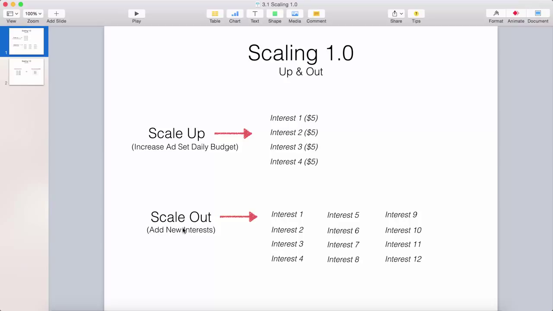Scaling out means that you add new interests into your scaling process. So still remember when you are doing targeting that you note down the list of interests. This is where the list becomes handy. Besides these 4 interests that you are running, you will add other interests. Let's say this is interest 5, 6, 7 and so on. And then you test whether these interests will perform well. If yes, then you scale up these interests using the same method of scaling up. And if not, you kill it and then you find other interests.